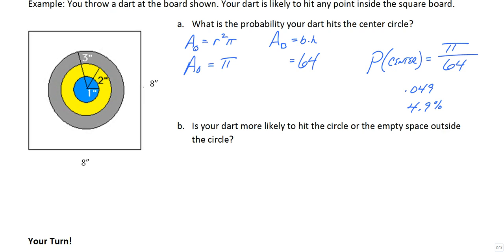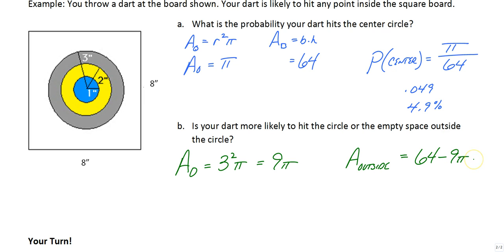The next example is asking if your dart is more likely to hit the circle or the empty space around the circle. The first thing we should do is find the area of the big circle. The circle has a radius of 3, so the area of the circle is 3 squared times pi, which is 9 pi. That means the area of the outside is equal to the full area of 64 minus 9 pi.